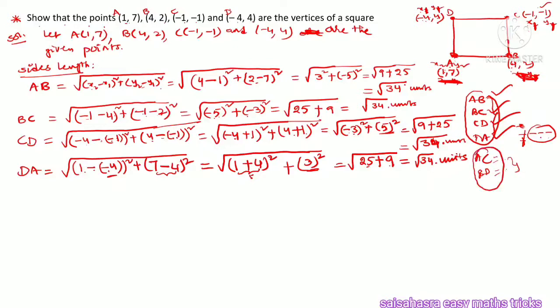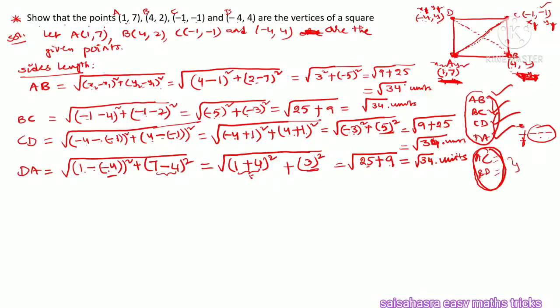So we need to find the diagonal lengths also. A diagonal means the line segment which joins opposite vertices. So A and C are opposite vertices, so this line segment is known as one diagonal. So we need to find the AC diagonal, and also one more diagonal is possible, that is BD.